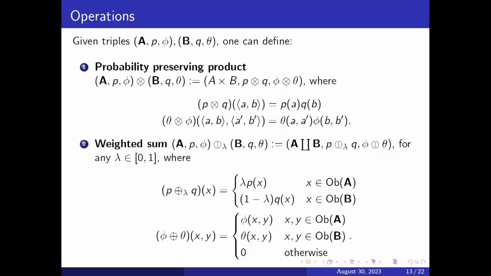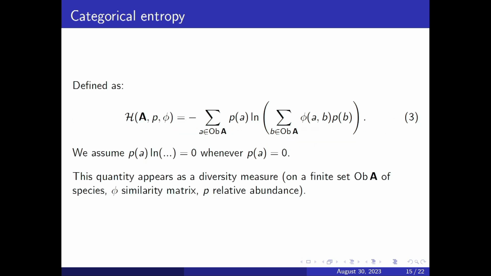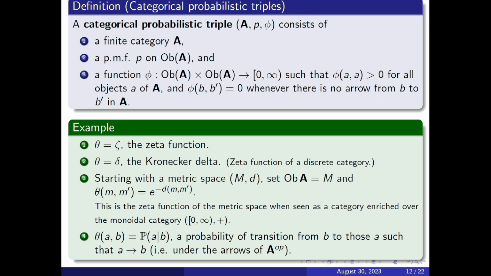Okay, so we can do this operation, product and convex combination. And also there is a notion of convergence. You can say a triple converges to a given triple if the categories coincide eventually, for all the k's that are greater than a certain k0, and the functions converge pointwise. Which of course makes sense because A_k will be equal to K. So this is just the preliminary. We're trying to see this is the kind of object on which we want to define an entropy.